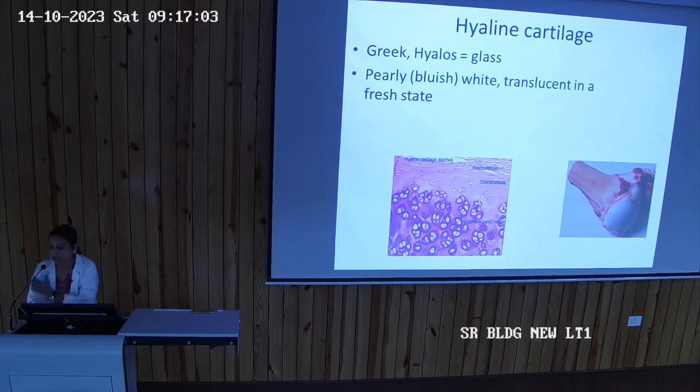So first and foremost is hyaline cartilage. The word hyaline is taken from the Greek word hylos, which means glass. So when you observe this cartilage under the microscope, it appears glass-like. There's a uniform translucent pattern that you will observe.